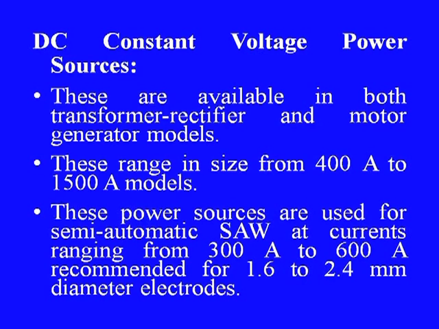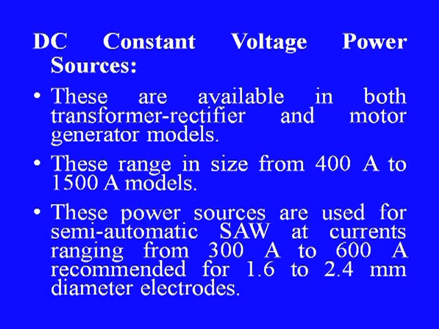Since submerged arc welding process is generally a high current with a high duty cycle, therefore, a power supply capable of providing high amperes at 100% duty cycle is recommended. DC constant voltage power sources. These power sources are available in both transformer rectifier and motor generator models. These range in size from 400 ampere to 1500 ampere models.